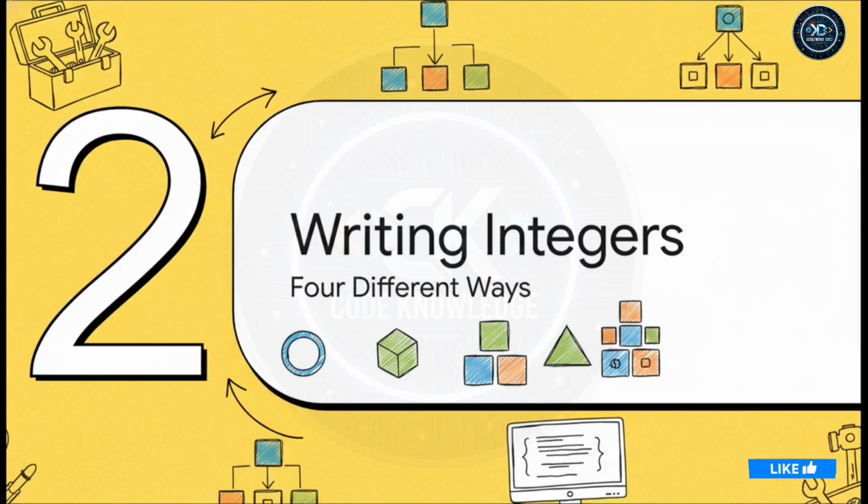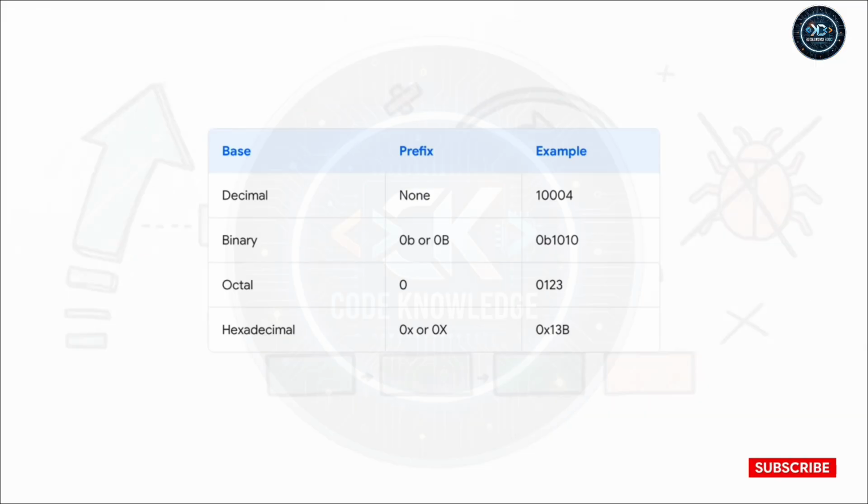Section 2. 4 ways to write integers. All right, so Java relies on specific prefixes to understand exactly which counting system your digits belong to. The first is decimal, our standard base 10 system, which requires absolutely no prefix. Just type the number. But look at binary, base 2. You need to prefix it with a 0 and a B, either lowercase or uppercase, so Java knows for sure it's binary. Then there's octal, base 8, which is famously tricky because it just requires a leading 0. And finally, hexadecimal, base 16, which is used all the time in memory addressing and colors. That one needs the 0x prefix.